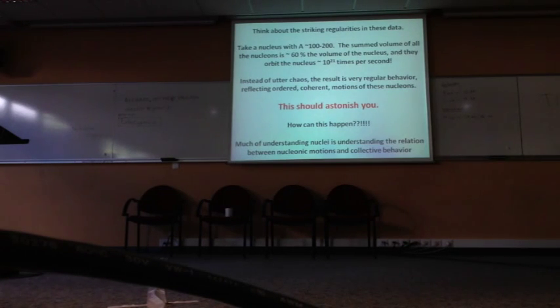You would kind of expect complete chaos, right? I mean, even if I just took the 35 of us and we ran around this room 1,000 billion times a second, it would be a mess. We'd all be on the floor dead in a few picoseconds. Anyway, but that doesn't happen. Instead of this chaos, the behavior is very regular, reflecting some ordered, coherent motion, and this should astonish you. And how can this happen is one of the challenges of understanding nuclear structure.